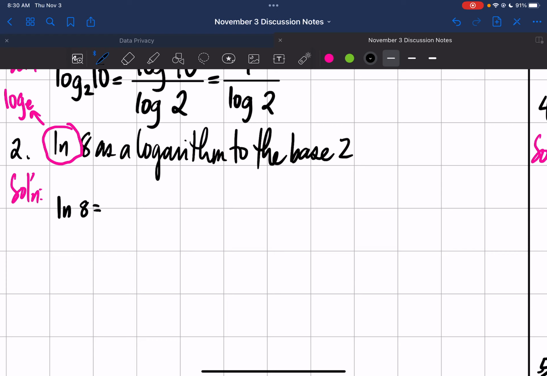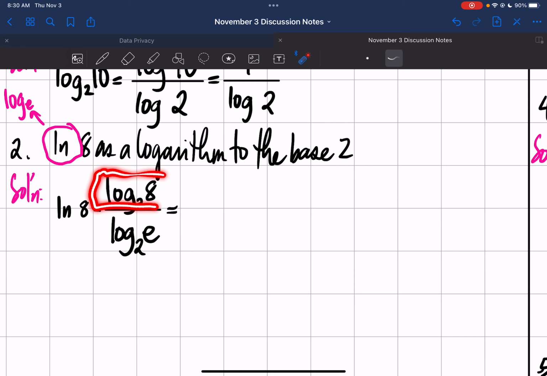So, ln of 8 equals log of what's inside, log of 8 in our new base, base 2, all over log of our old base, which is e. So, log of e base 2. This one, class, is the log of 8 base 2.